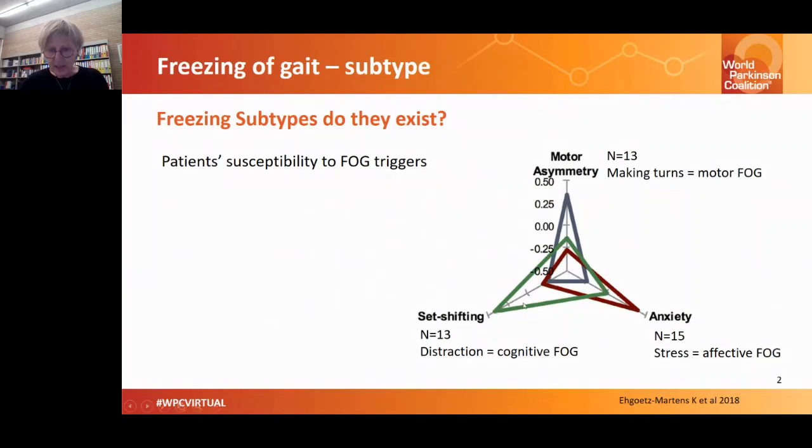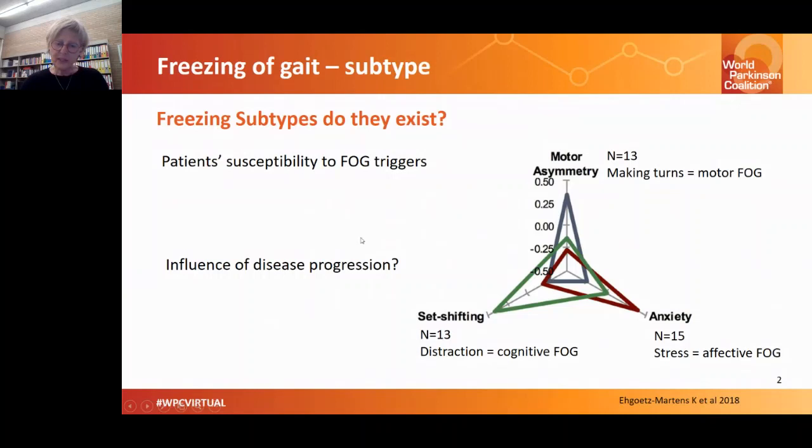In green, you see a cluster of people that reported to be particularly sensitive to distraction and therefore had cognitive fog, and they also had more problems with set shifting. And finally, there was also an anxiety group that were reporting their problems with stress as a factor that brought on freezing of gait. And also these patients had higher levels of anxiety.